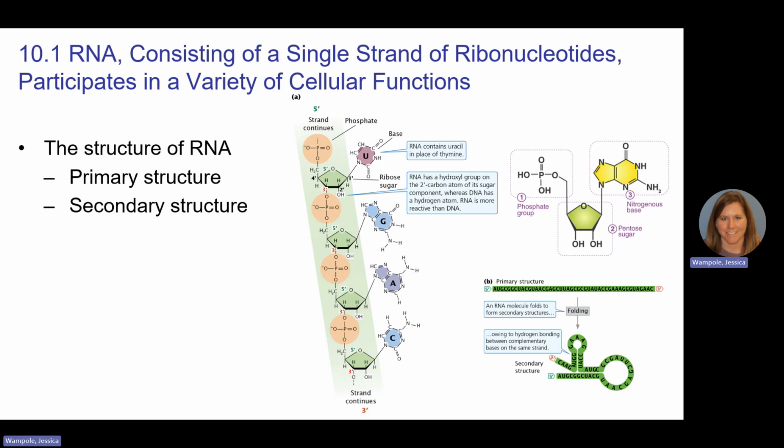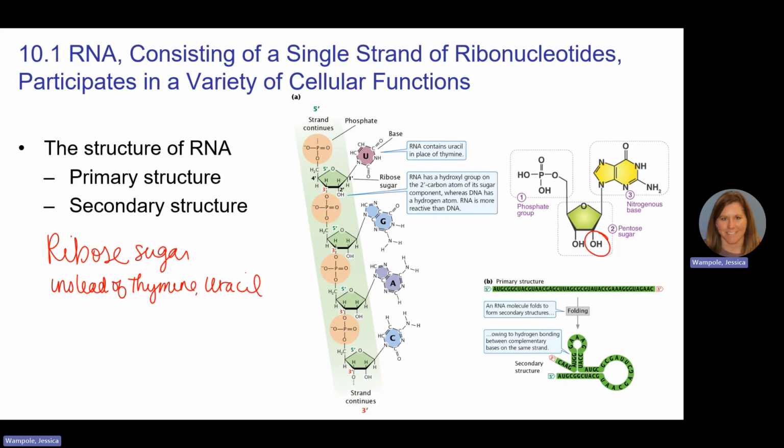So at the 2' carbon, we've got a hydroxyl group. That makes RNA a ribose sugar. Remember that DNA was a deoxyribose. So as far as the sugar goes, the only difference is the presence of that hydroxyl group. We still have the phosphate. There's no difference there. And then the nitrogenous bases are the same, except that instead of thymine, we have uracil.